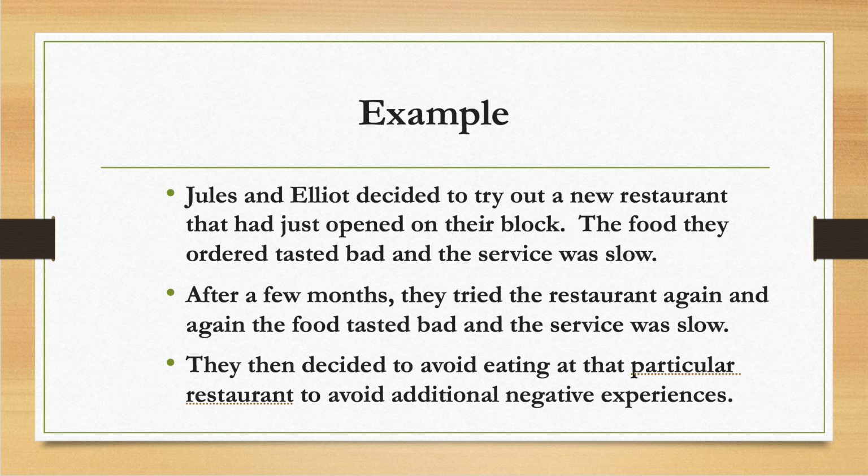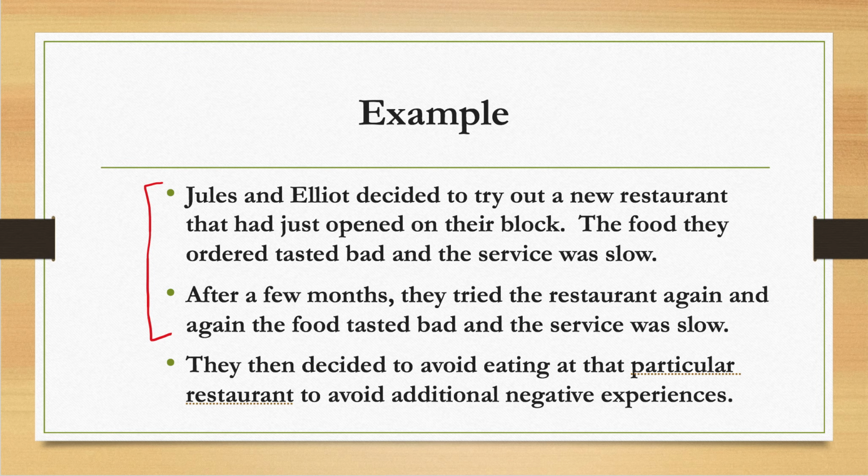Jules and Elliot decided to try out a new restaurant that had just opened on their block. The food they ordered tasted bad and the service was slow. After a few months, they tried the restaurant again, and again, the food tasted bad and the service was slow. What we want to realize here is that this is the past experience. That is what happened to Jules and Elliot in the past.